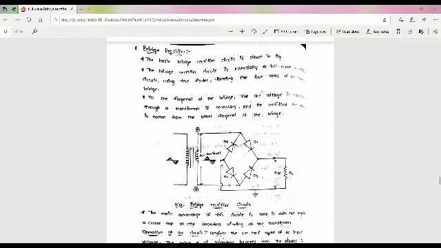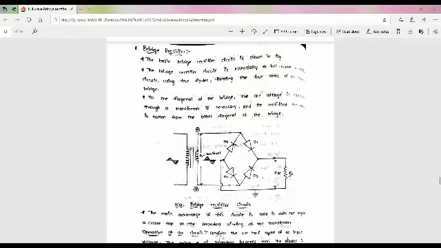This is the bridge rectifier circuit. This is the step down transformer. These 4 diodes are formed as a bridge. In the bridge rectifier we are using 4 diodes, D1, D2, D3 and D4. The load resistance is RL.